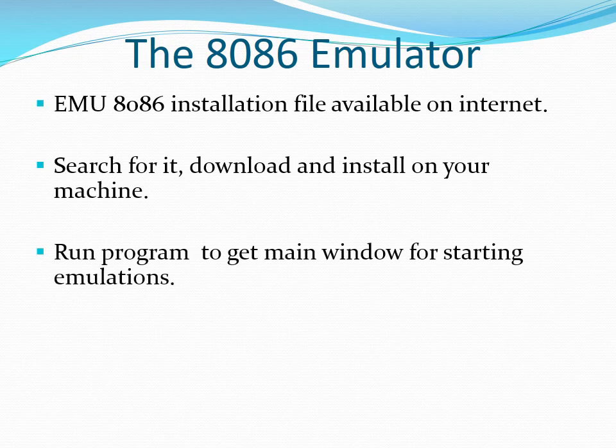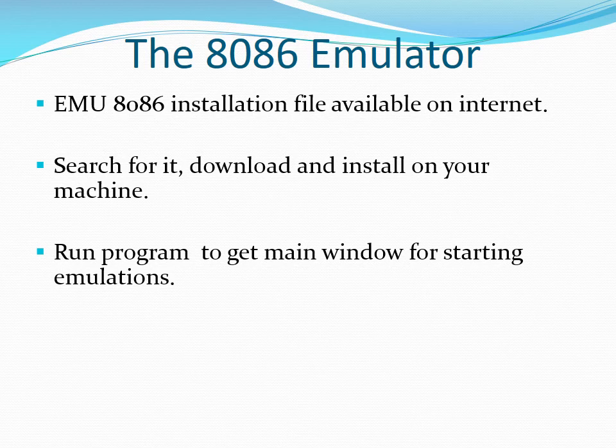The EMU8086 installation file is available for download from the internet. I'll ask you to search for it, download, and install onto your machine. What you will get is a trial version with a trial period of 90 days. This means that after the trial period, the emulator may cease to operate. You will then need to buy the full licensed version.